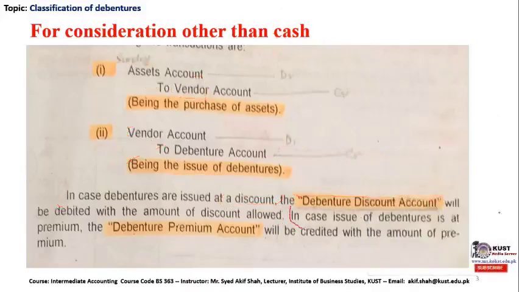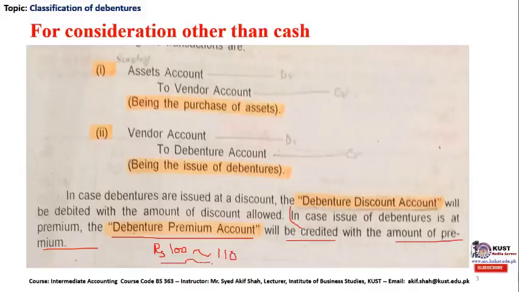Similarly, in case the debenture is issued at a premium, then the debenture premium account will be generated and it will be credited with the amount of premium. Premium is the additional amount of capital the company has earned on issuance of the debenture. If a 100 rupees debenture has been issued at rupees 110 to the general public or to this vendor, then we can say that the debenture has been issued at a premium because it has been sold at an amount in excess of the par value.